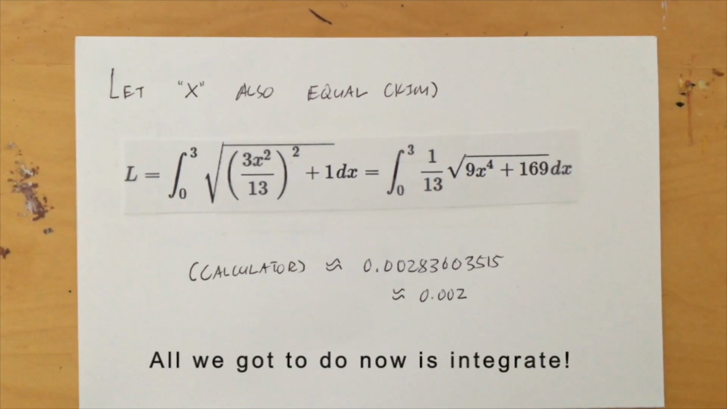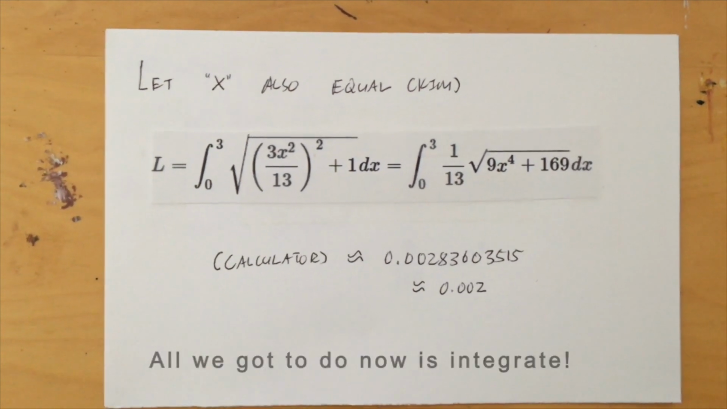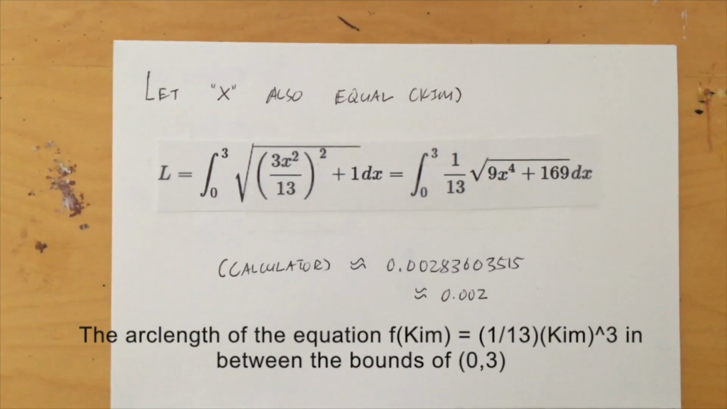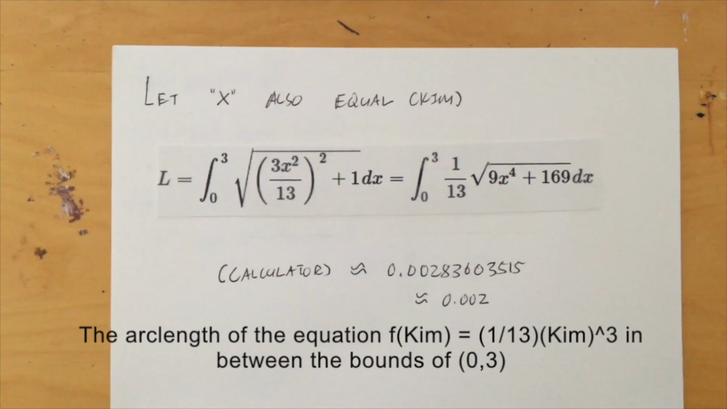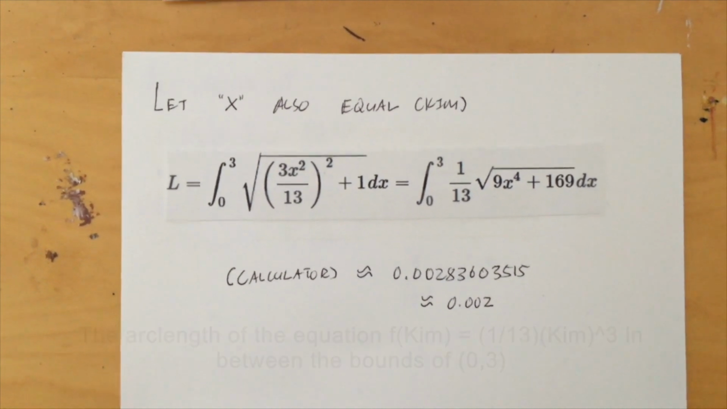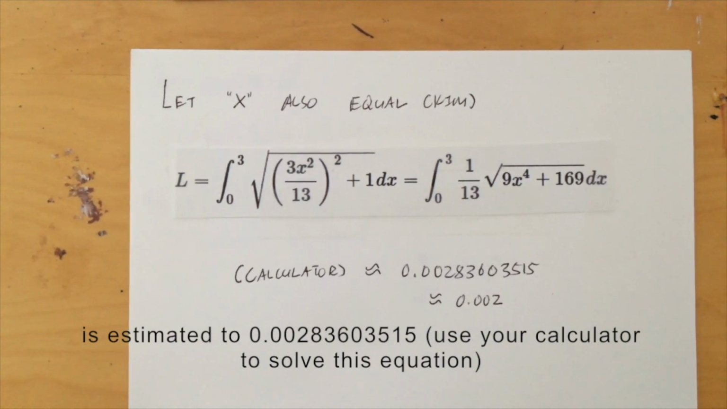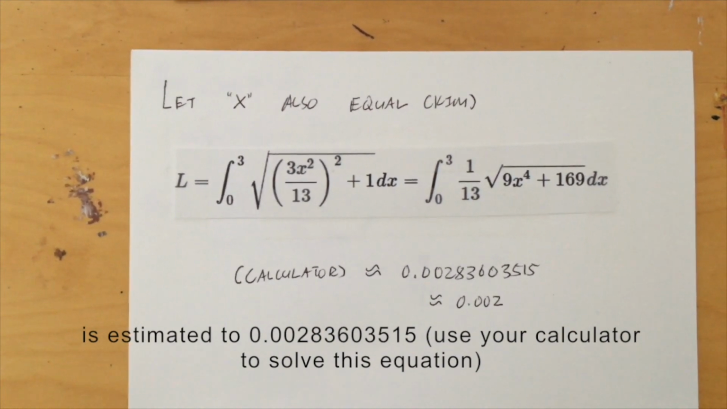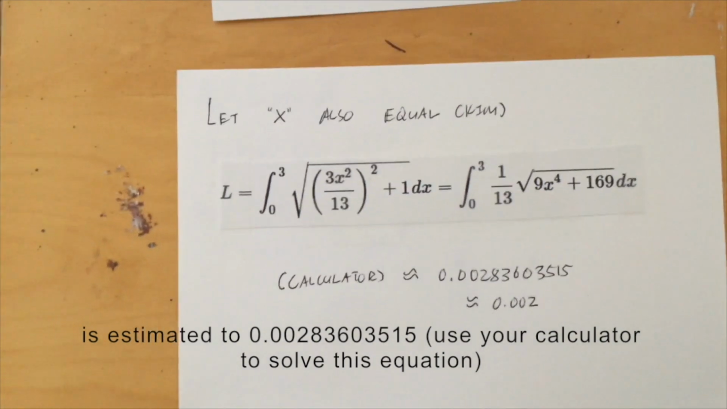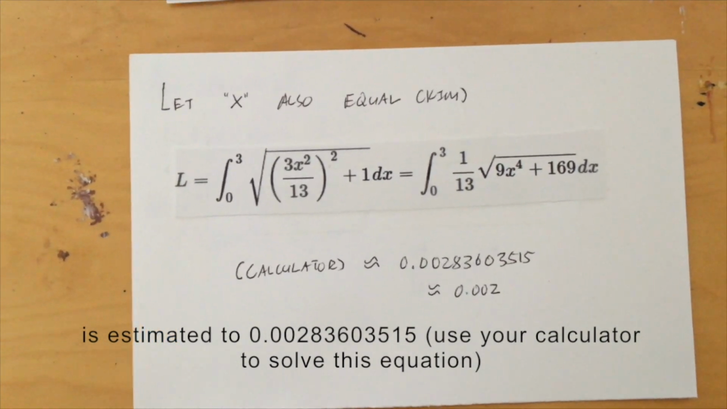All we have to do now is integrate. The arc length of the given equation, f of x, is equal to 1 over 13 x to the third power between the bounds of 0 to 3, and is estimated to be around 0.00283603515, or to the nearest thousandth place, 0.002.